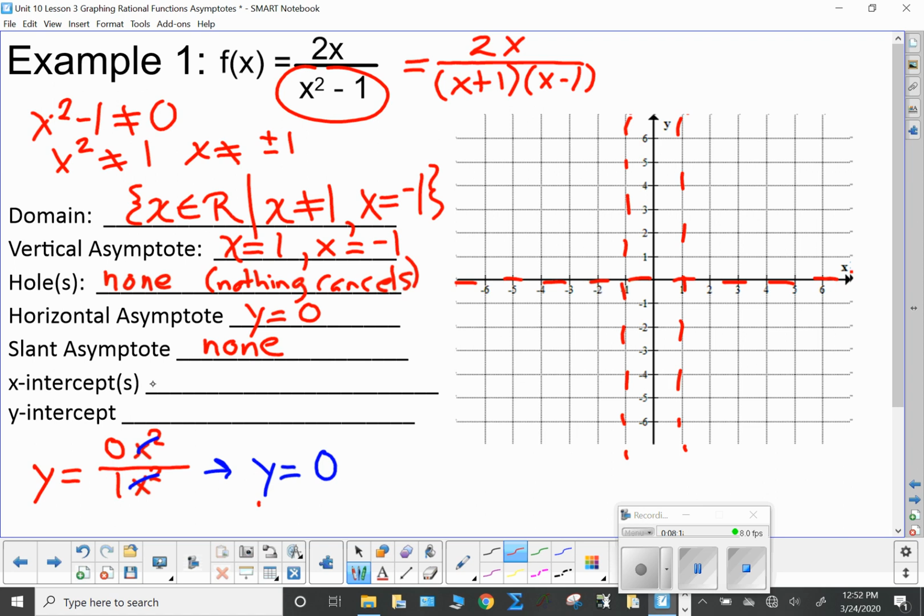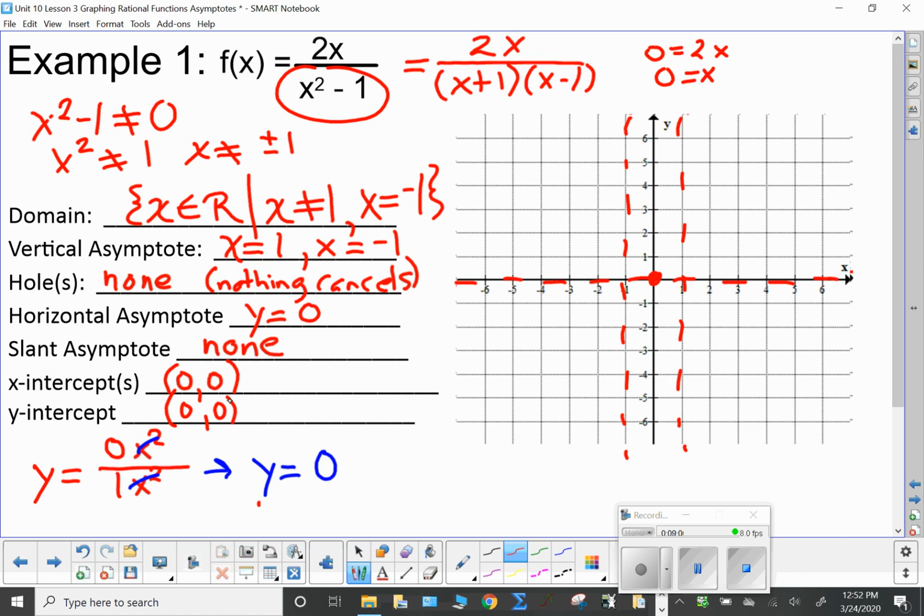X-intercepts. X-intercepts occur when y equals 0. So, in order for this to equal 0, the numerator has to be 0. So I'm going to do 0 is equal to 2x, x is equal to 0. So my x-intercept occurs at 0, and if I plug 0 in, I get 0, 0. So I'm going to plot my x, and oh, by the way, that also happens to be my y-intercept.